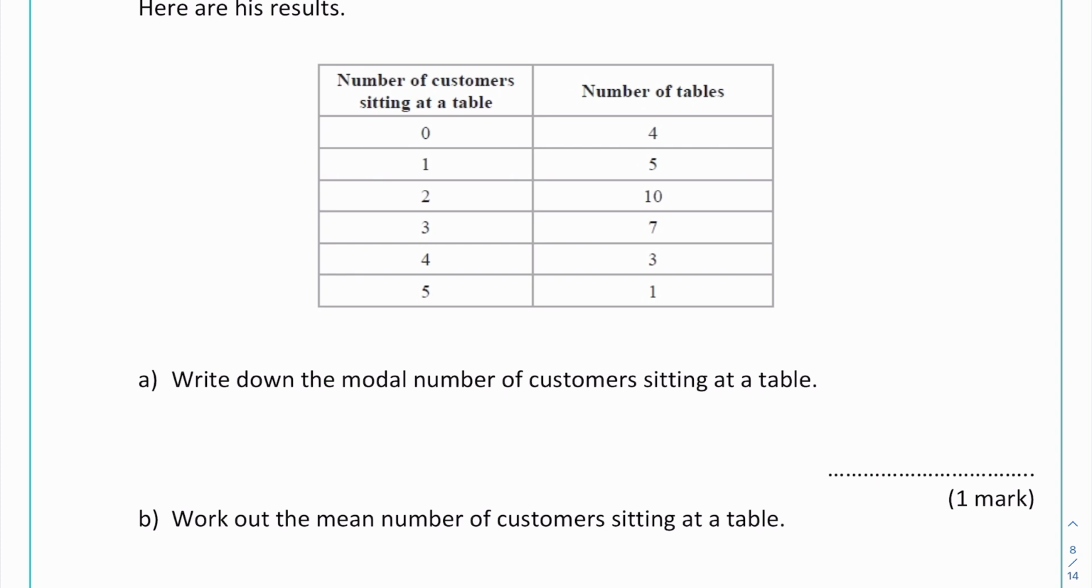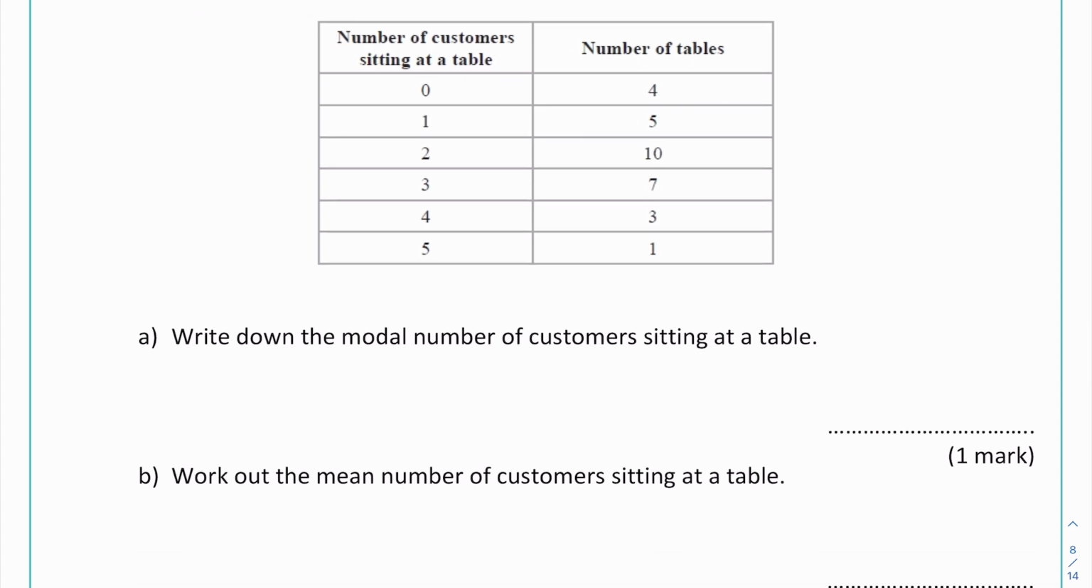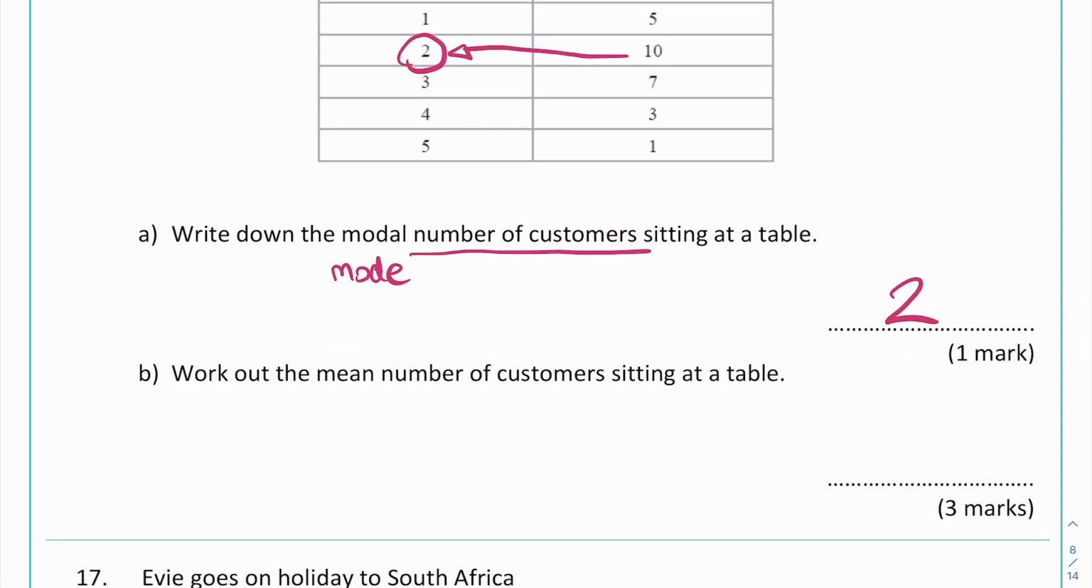Write the modal number of customers sitting at a table. So modal is just the mode, and the mode is the most common. So if we're finding the mode, well, the most common is this one here. It happens 10 times, and that is referring to 2 customers. So the mode is not the 10, it's the 2 customers. So it says the modal number of customers. So 2. And that is the most common number of customers sat in the tables.